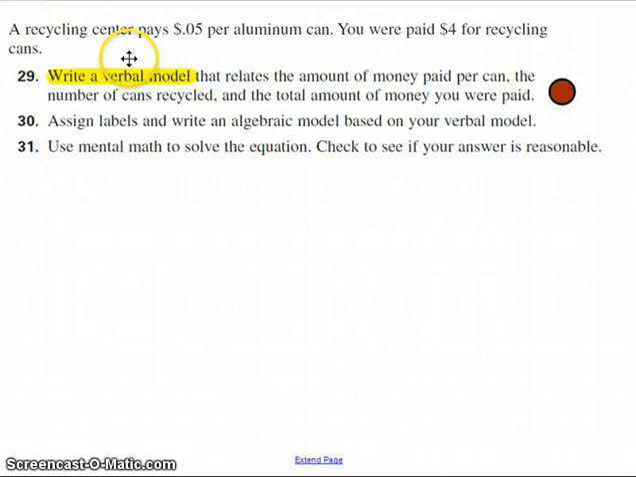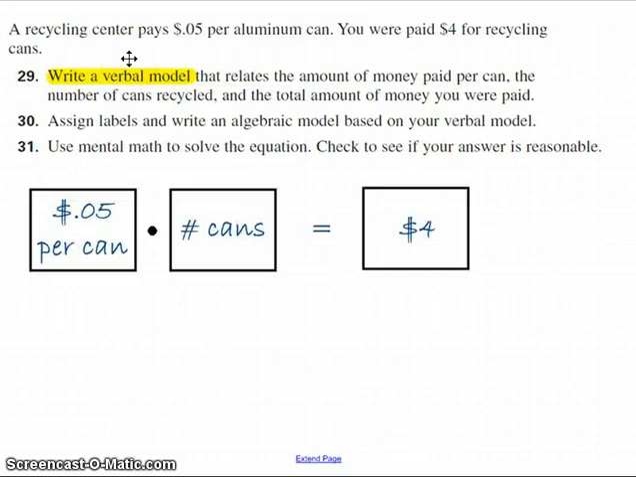Okay, I'm hoping you found that that was a fairly simple verbal model to put together, and I hope you came up with something like this. 5 cents per can times the number of cans that you have totaled $4. Now the next step is to write an algebraic model based on the verbal model. So again, hit the pause button, do it yourself, and then I'll show you.